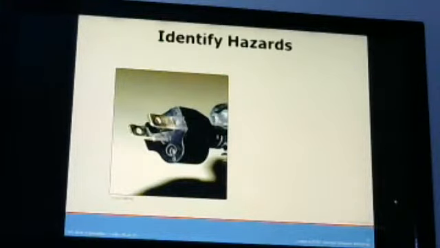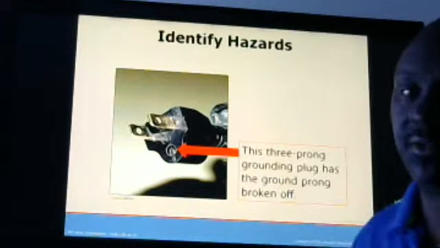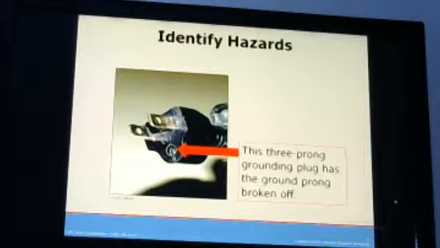You have this one here. We identify that there's no ground prong on this plug, and the grounding is your only means of protection, so it needs to be taken out of service. You see, there's no third wire, no ground prong there.